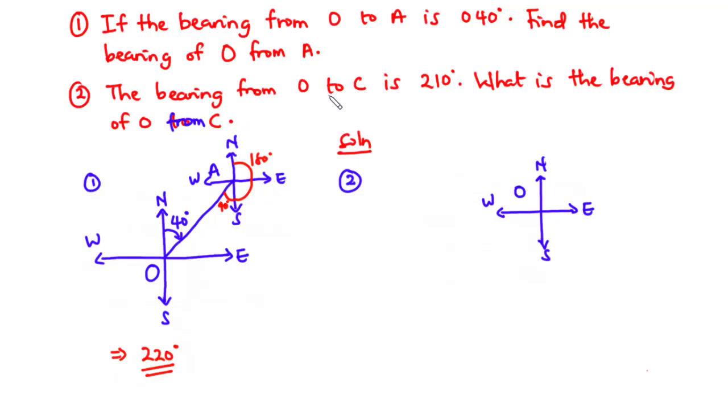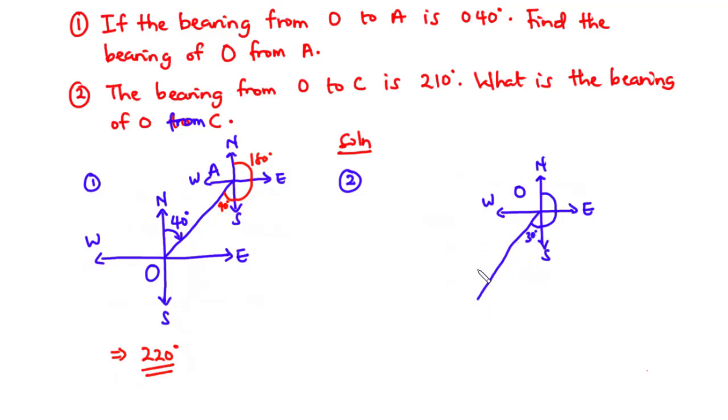The bearing of O to C is 210 degrees. So from the geographical north in the clockwise direction, this is 90, 180, and then between 180 and 270 we have 210. 210 minus 180 is 30. So it means that the small angle here will be 30 degrees. So we are going to add 30 to 180 to give us the 210 degrees. So this is 30 degrees.